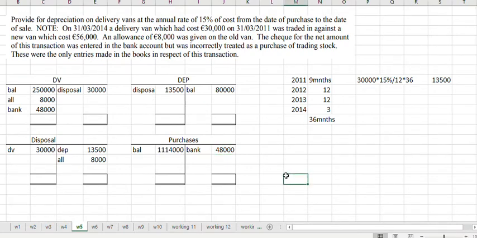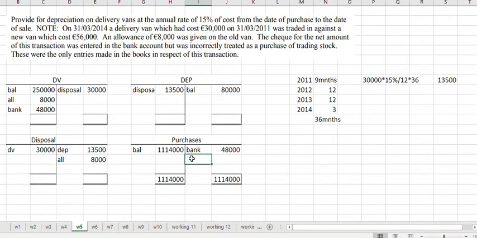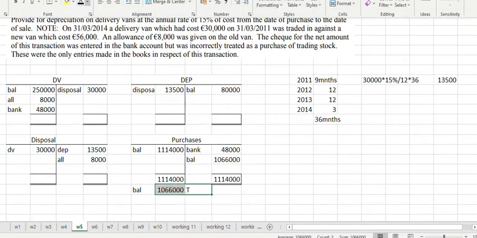We can start finding out a few figures here. So we can balance the purchases account and we get a new purchases balance of 1,066,000, and that will come down here, 1,066,000. That is your new purchases figure in the trading account. I will highlight that in red.